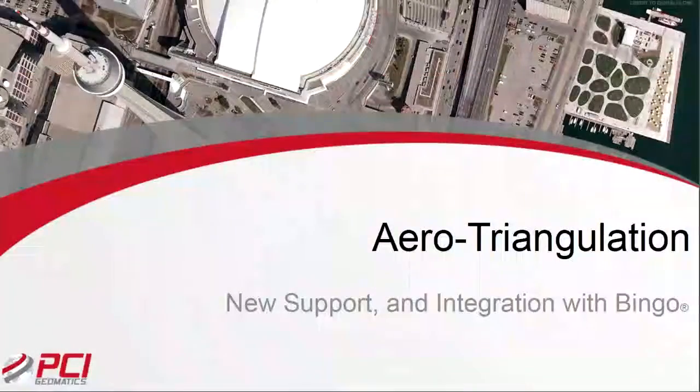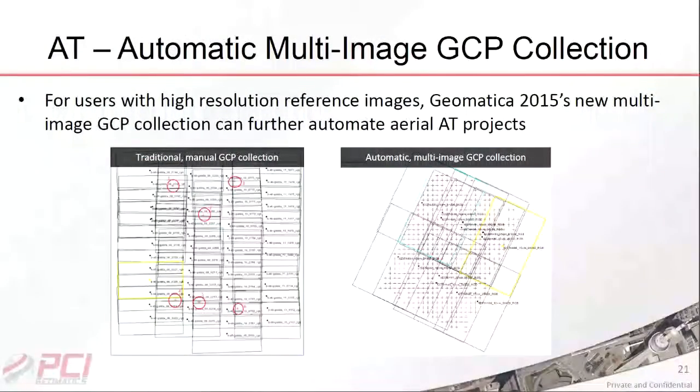All right, let's take a look now at Aero triangulation. We have new support and we have integration with third-party bingo package for AT as well. So starting, we have automatic multi-image GCP collection. So not just stereo collection, but any number of overlapping images. We now have single control points that tie all of those images together with the reference, as opposed to a pair-based approach only. So this goes beyond simple stereo collection, as I mentioned. This improves blunder detection, and there's also new error detection for flight line orientation in Geomatica 2015.